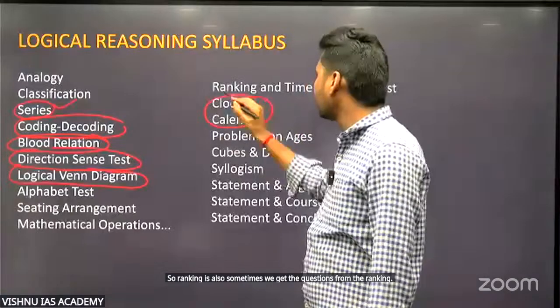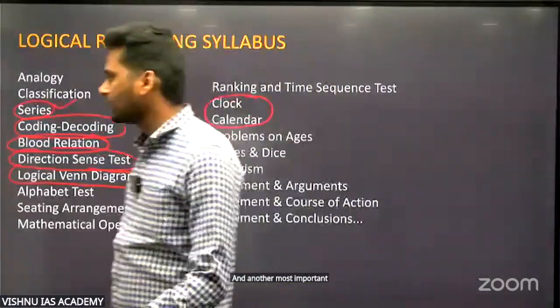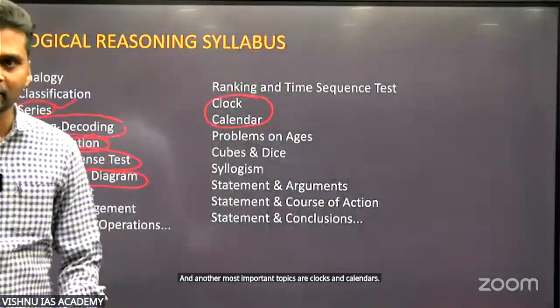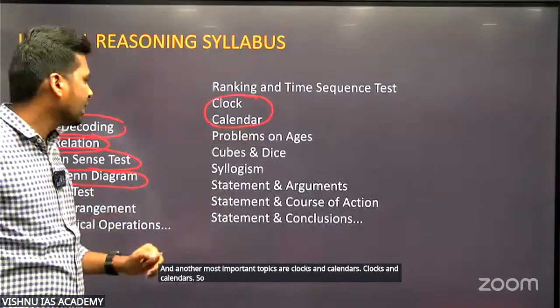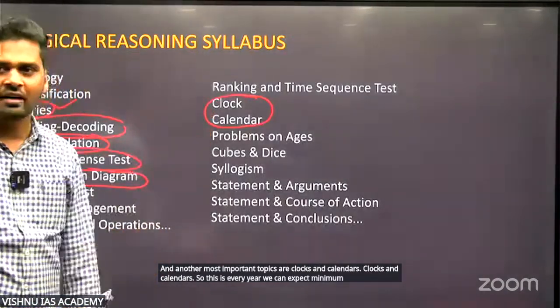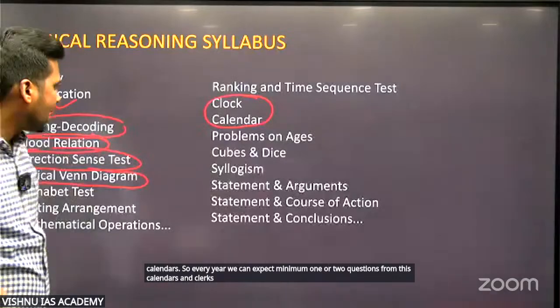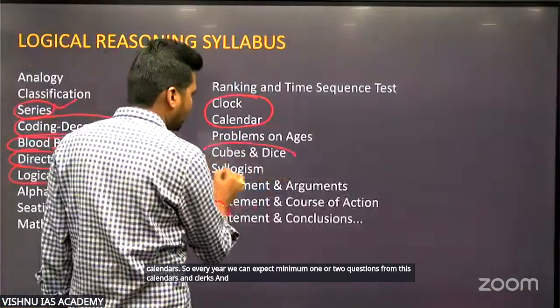Another most important topic is clocks and calendars. Every year we can expect a minimum of 1 or 2 questions from calendars and clocks. And also problems on cubes and dice.